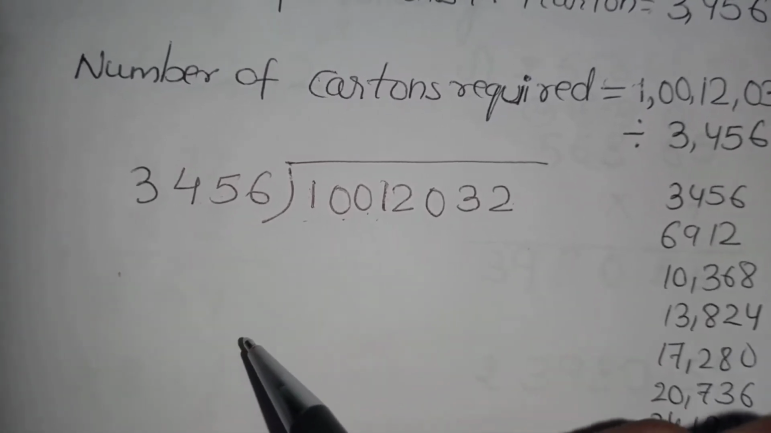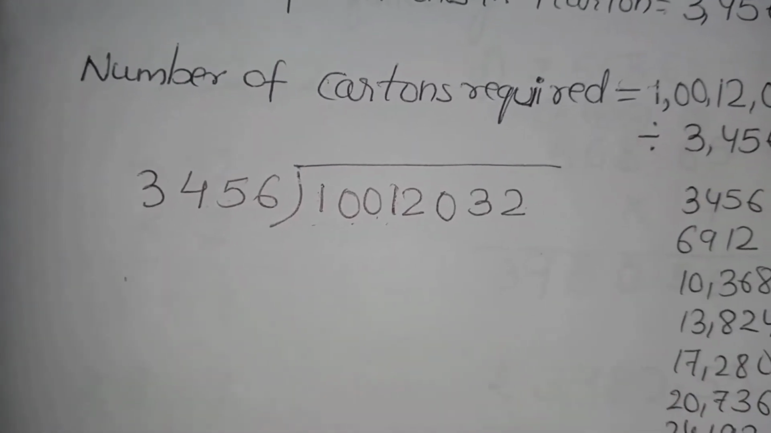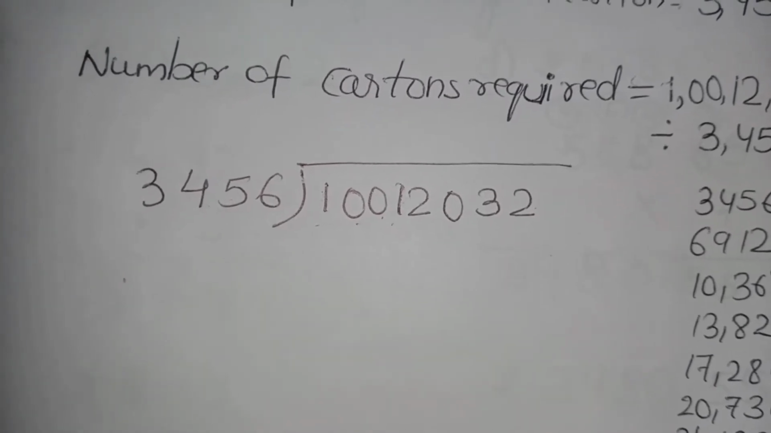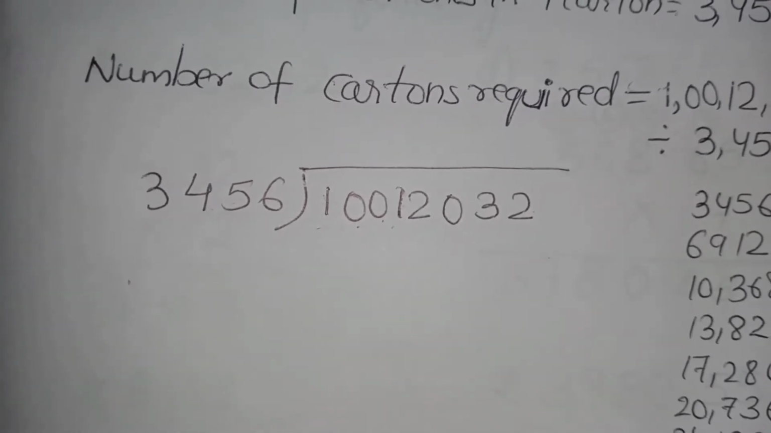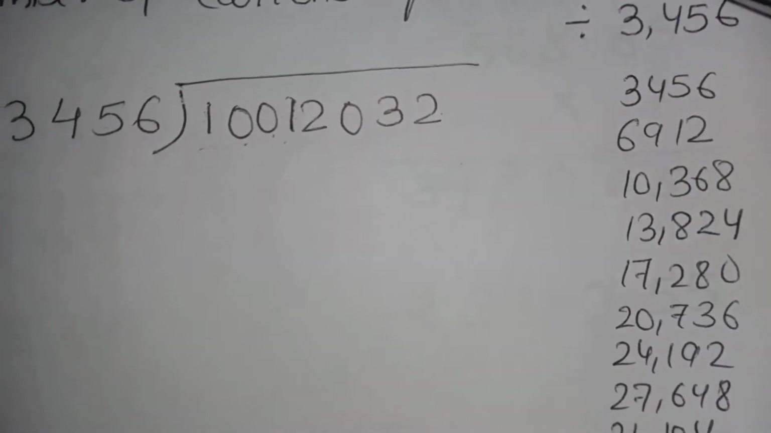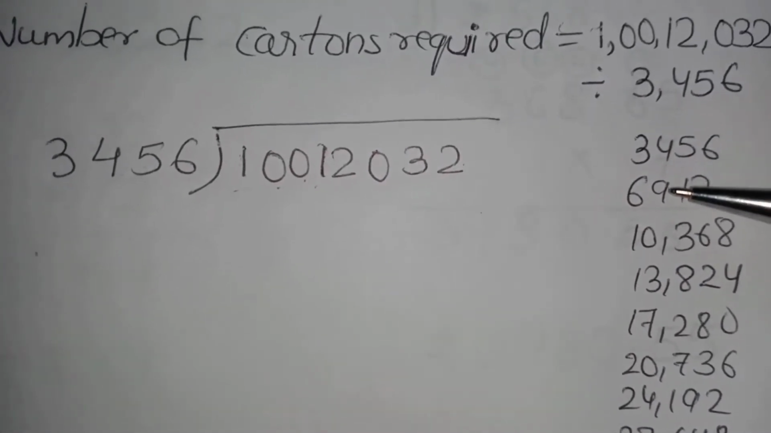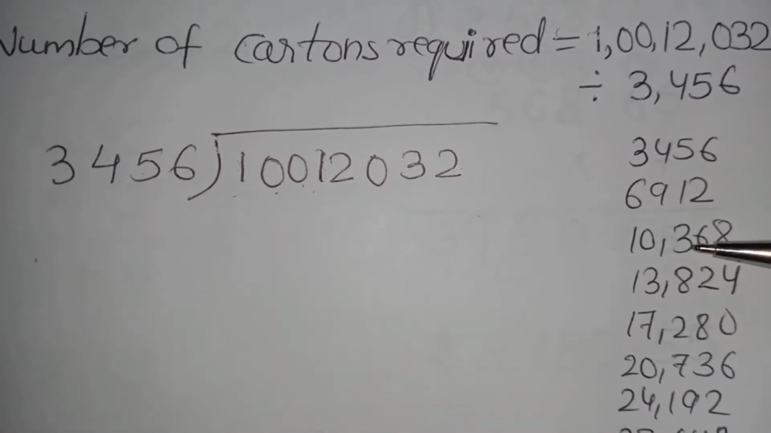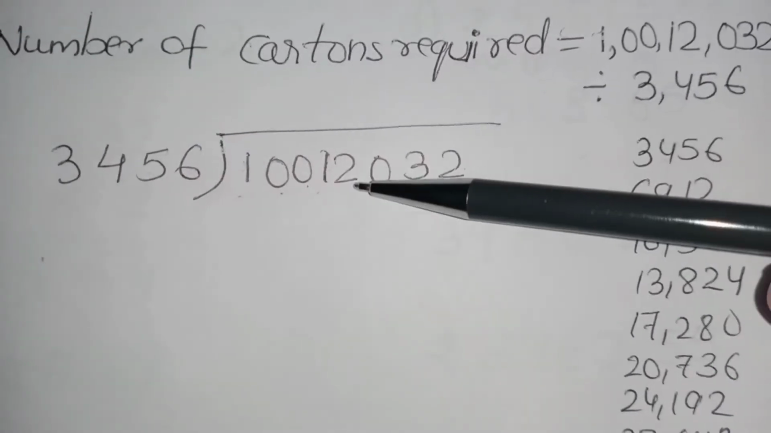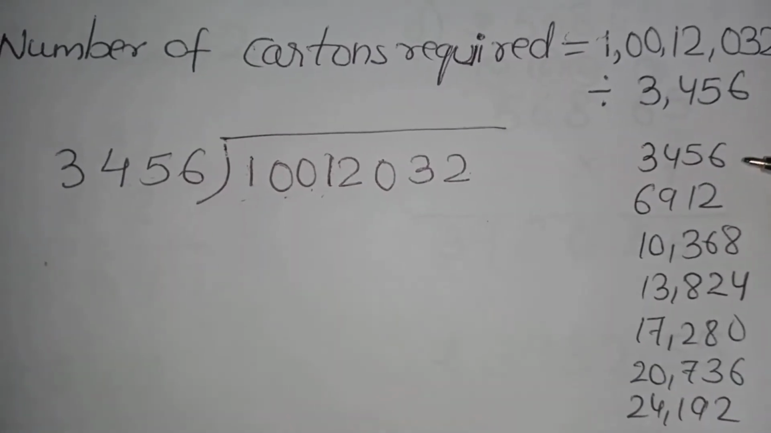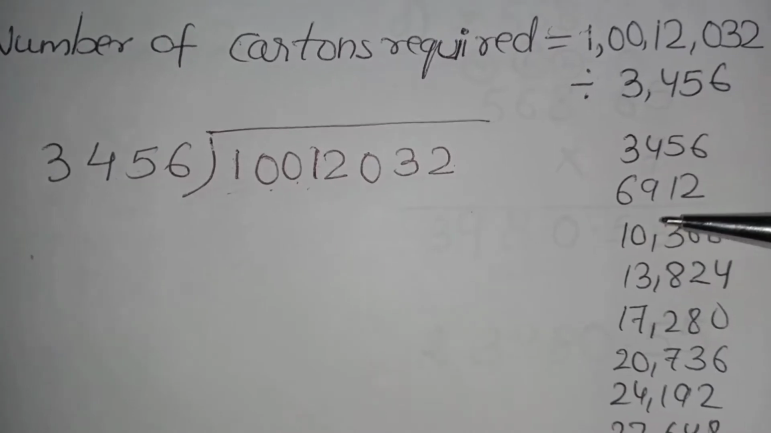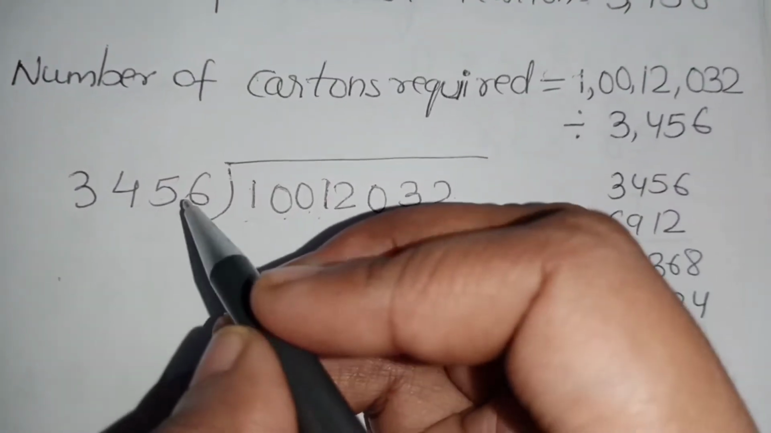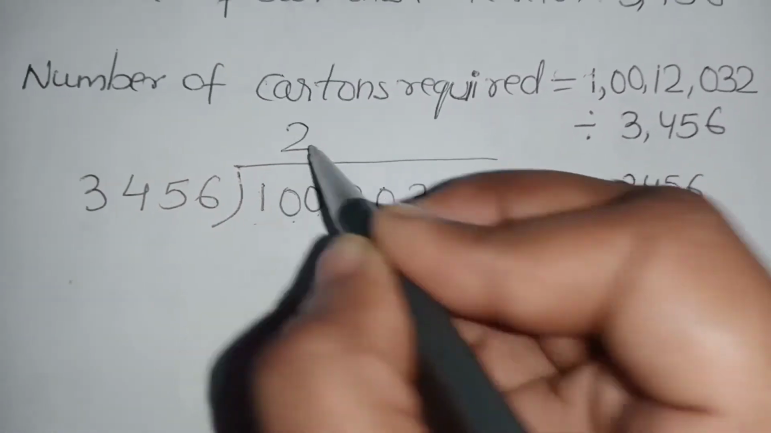So 10,012, it may come or it may not come. Let's see. If it does not come, what will we take? We will take the number less than 10,012. So now let's see here. 10,000 is there, but how much is it? 10,368. We want 10,012 or less than this. So what will we take? We will take this 6,912, because this is less than this. We cannot take more. So 3,456 2 times is how much?